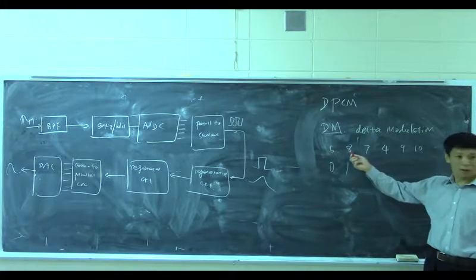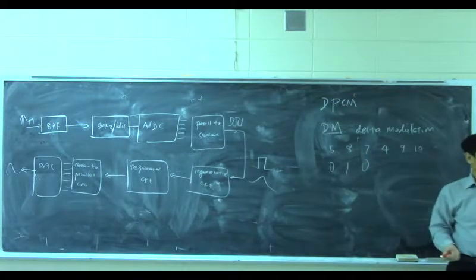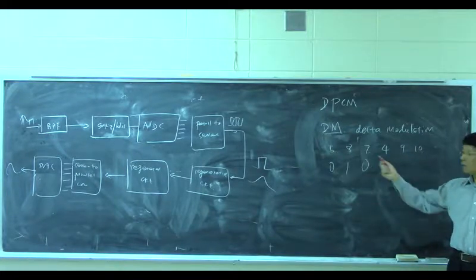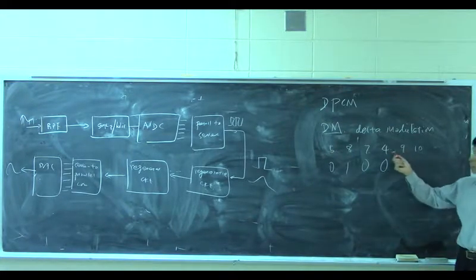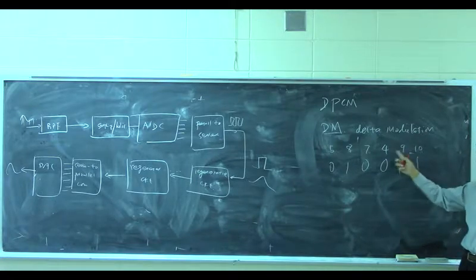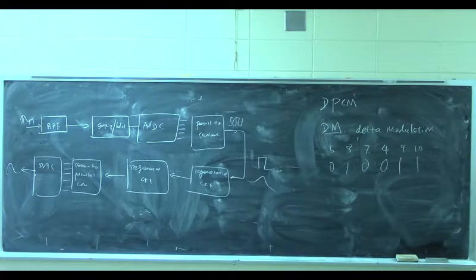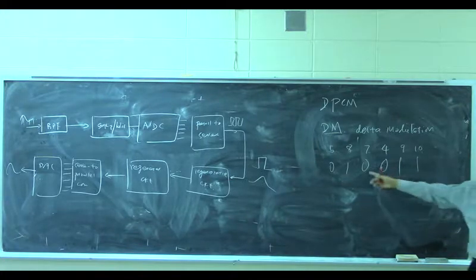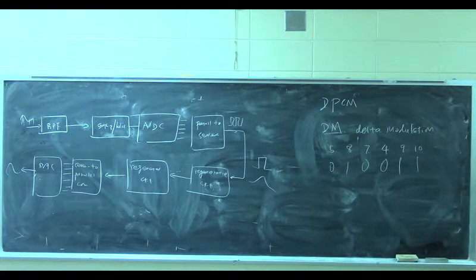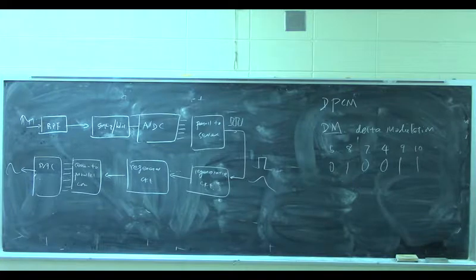This one is smaller than the previous one, so I put 0. This one is smaller again, so I put 0. This one is larger, I put 1. This one is larger, put 1. I really don't care about the absolute value, how large or how small it is. I only care whether you are larger or smaller. So I only care about the sign. That's called delta modulation. Then I only transmit 0, 1, 0, 0, the ups and downs, that's all.